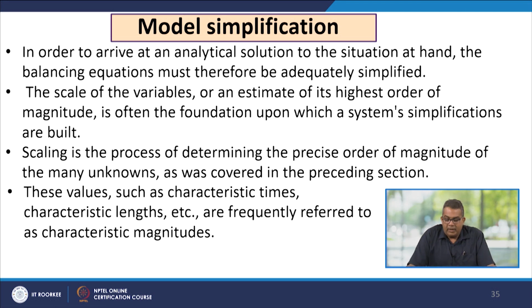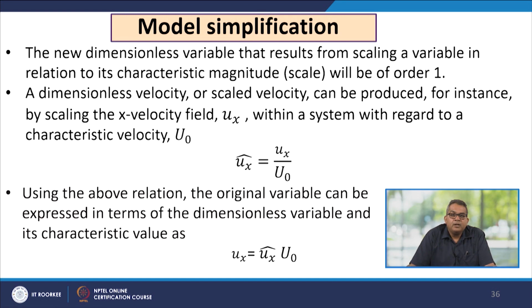Scaling is the process of determining the precise order of magnitude of the many unknowns, as was discovered in different sections. These values, such as characteristic time and characteristic length, are frequently referred to as characteristic magnitudes. The new dimensionless variables that result from scaling a variable in relation to its characteristic magnitude will be of order 1. A dimensionless velocity or a scaled velocity can be produced, for instance, by scaling the x velocity field ux within a system with regard to the characteristic velocity u naught.